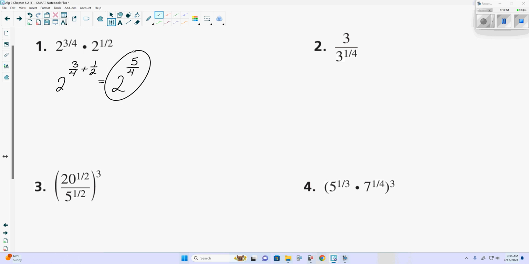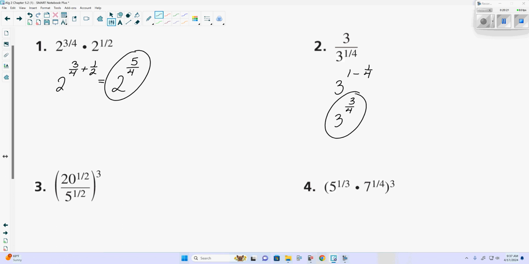2, 3 over 3 to the 1/4. 3 to the 1 minus 1/4. Because if we're dividing like bases, we subtract the exponents. Well, 1 minus 1/4 is 3/4. And that's it. If the exponent's negative, there's other things we would do, but at this point, we're not going to have that.